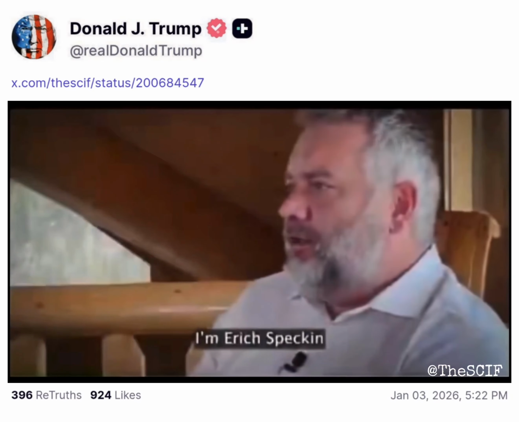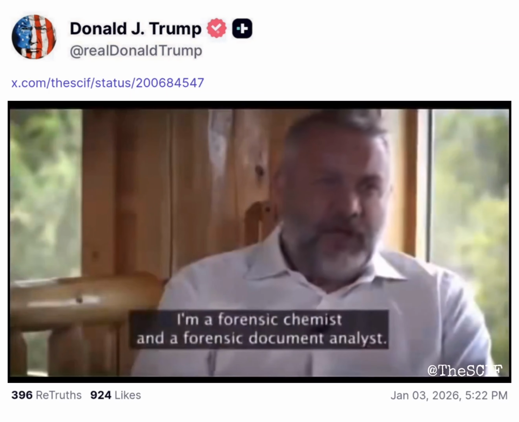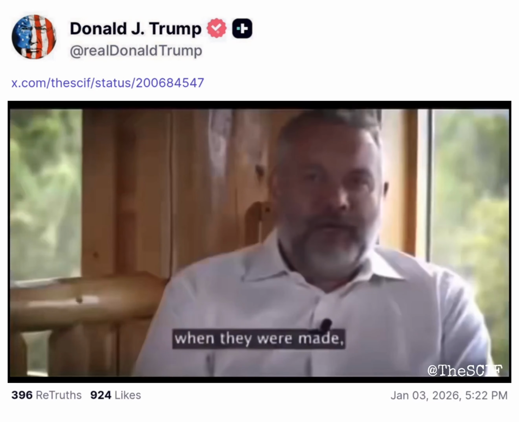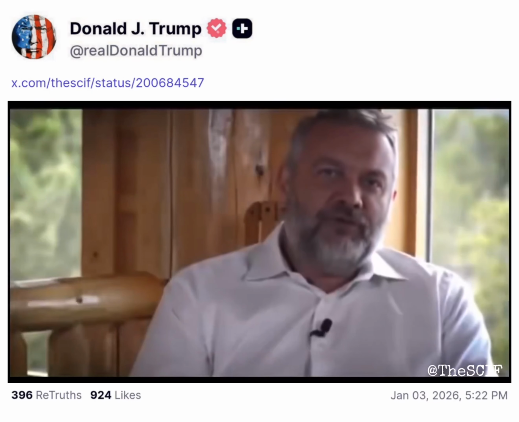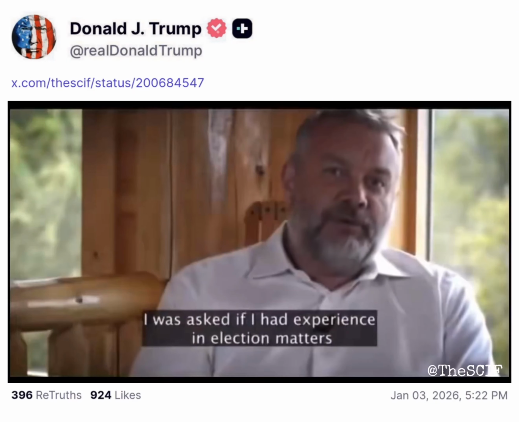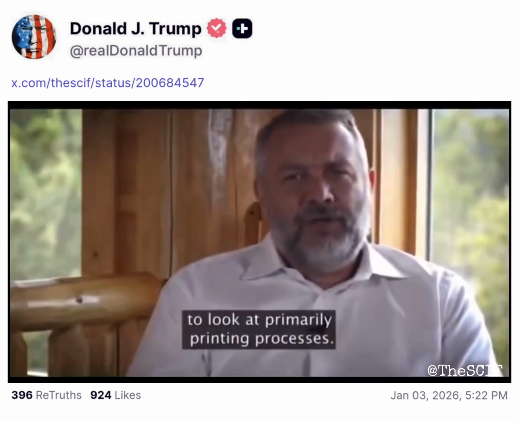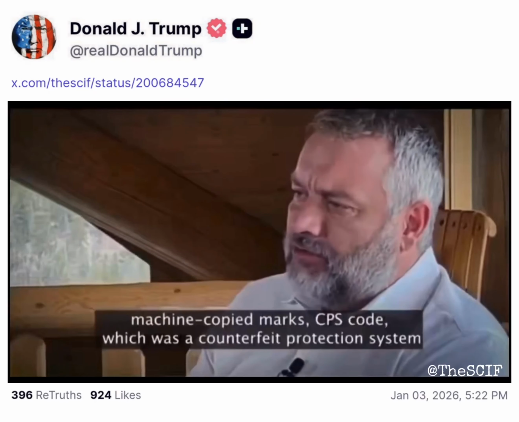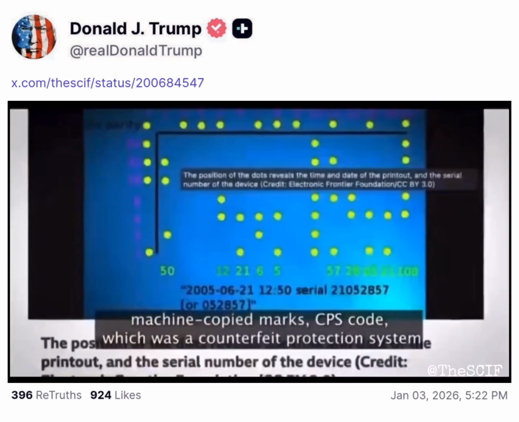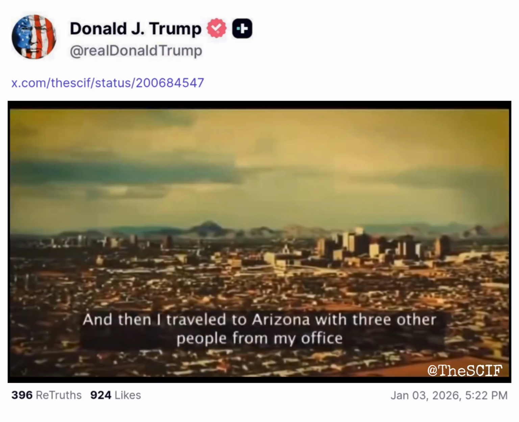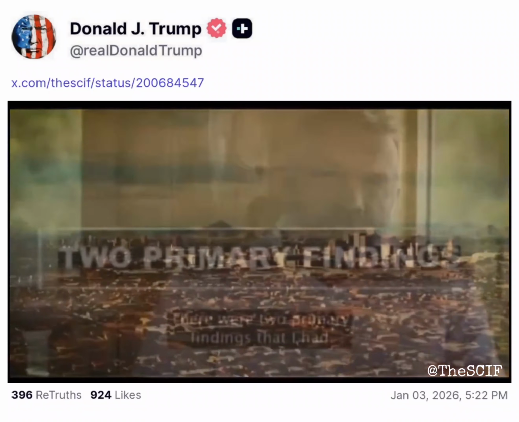I'm Eric Spakeen. I'm a forensic chemist and a forensic document analyst. That means I deal with all aspects of questioned documents: when they were made, if they've been altered, changed, or added to, and how long ink has been on paper. I was asked if I had experience in election matters to look at primarily printing processes, machine copied marks, CPS code, which is a counterfeit protection system. And I said that I did, and I traveled to Arizona with 3 other people from my office.